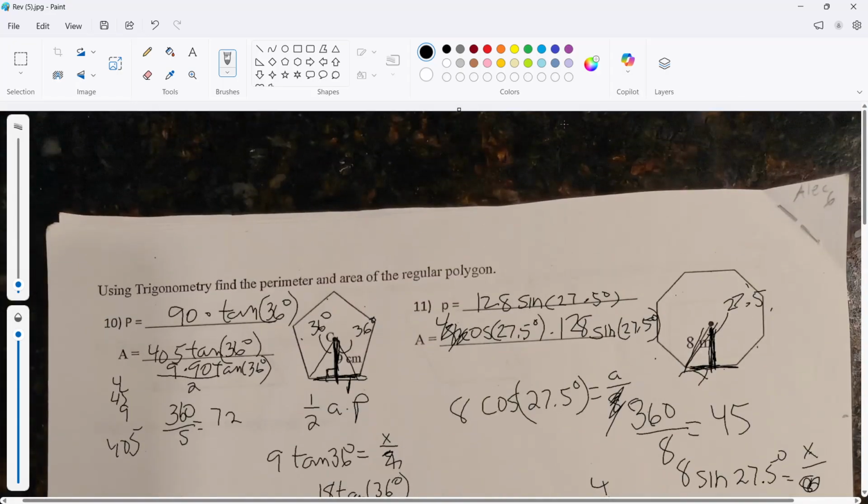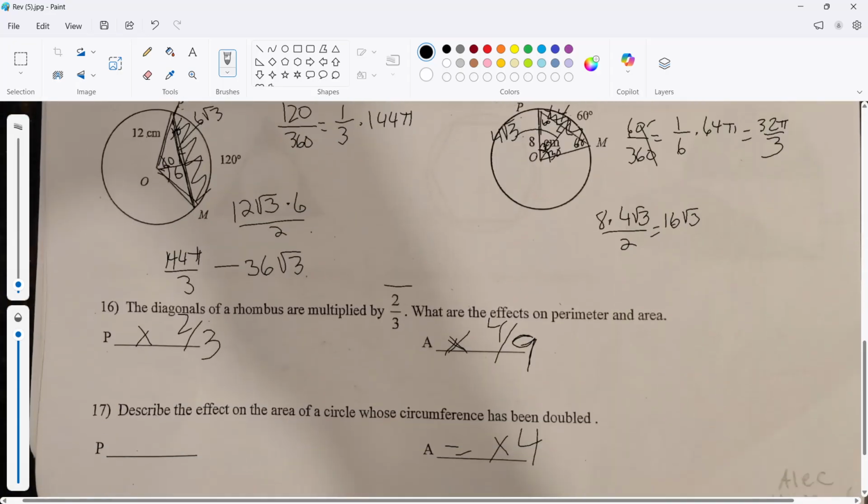All right, so that's that whole sheet. Trigonometry for all this stuff and whatever else we had to do there.